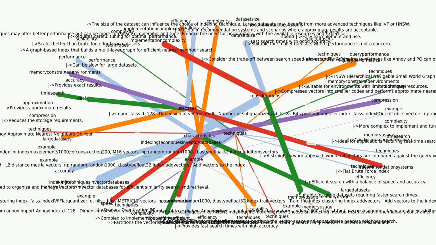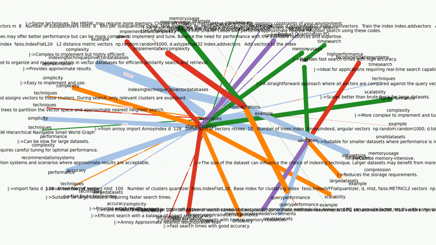Example: from annoy import AnnoyIndex. d = 128, the dimension of vectors. n_trees = 10, the number of trees. index = AnnoyIndex(d, 'angular'). vectors = np.random.random(1000, d).tolist(). for i, vector in enumerate(vectors): index.add_item(i, vector). index.build(n_trees) builds the index with the specified number of trees.